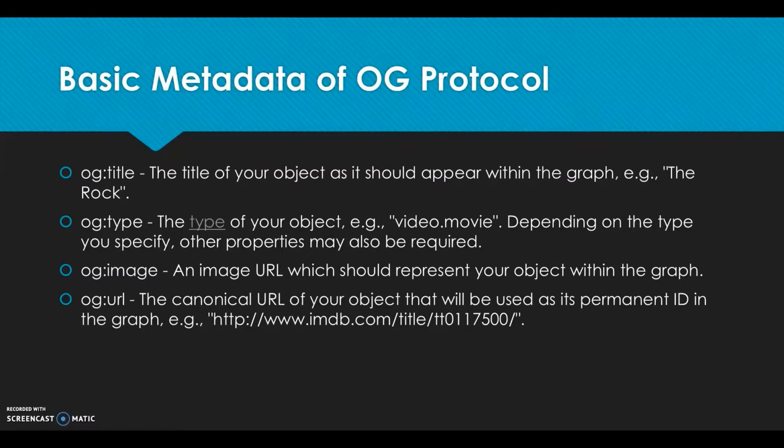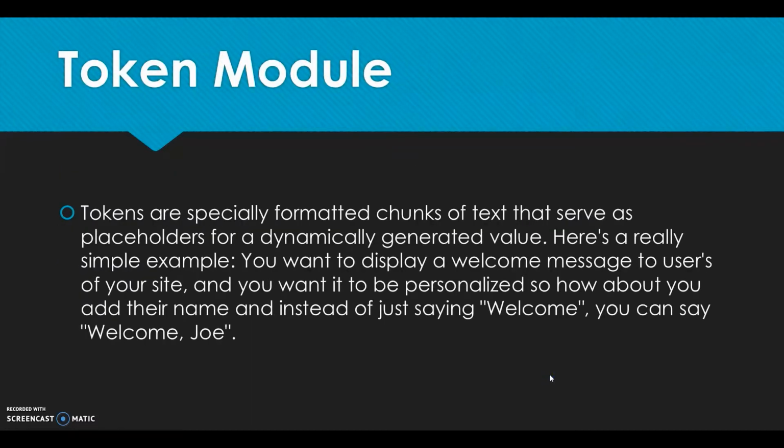Example, The Rock. The second is og:type, the type of your object, for example video.movie. Depending on the type you specify, other properties may also be required. Third is og:image, an image URL which should represent your object within the graph. And fourth is og:url, the canonical URL of your object that will be used as the permanent ID in the graph.